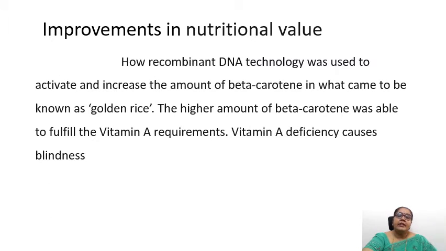So basically, bringing in improvements in nutritional value: how can DNA technology help increase the amount of beta carotene in golden rice, as we call it now, which has been introduced because of biotechnological techniques? The higher the amount of beta carotene, the more vitamin A is given to the rice variety. We all know vitamin A deficiency is causing blindness.